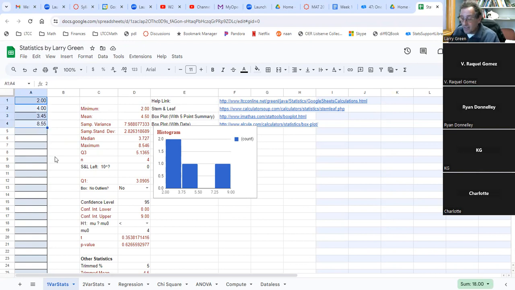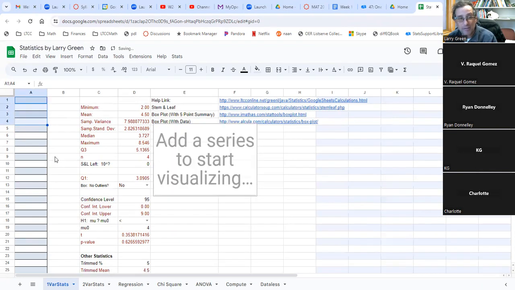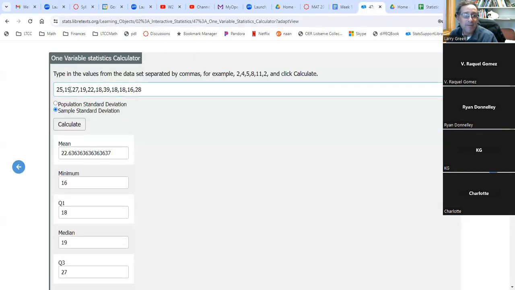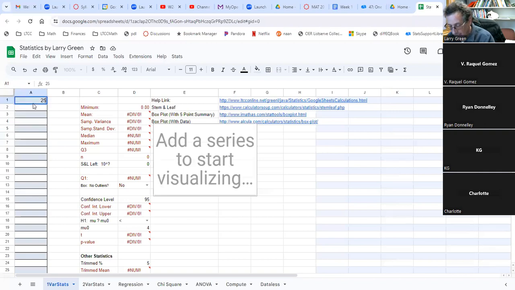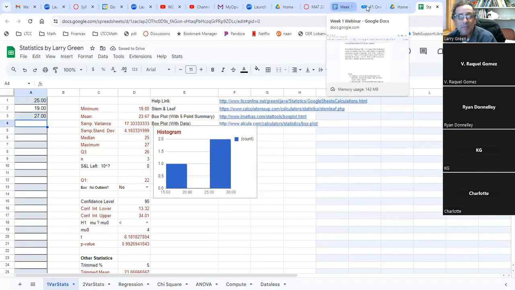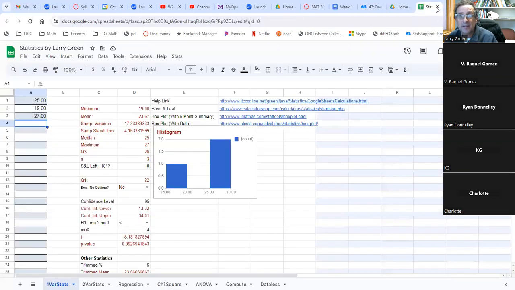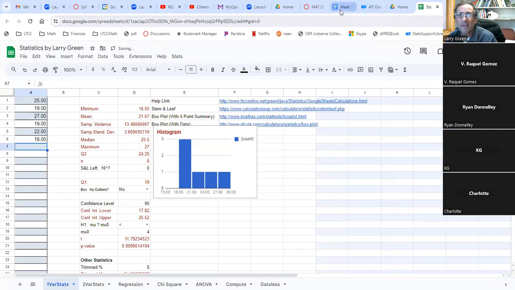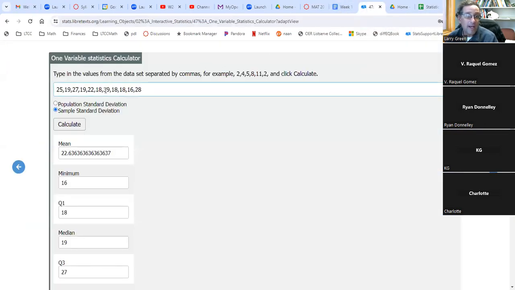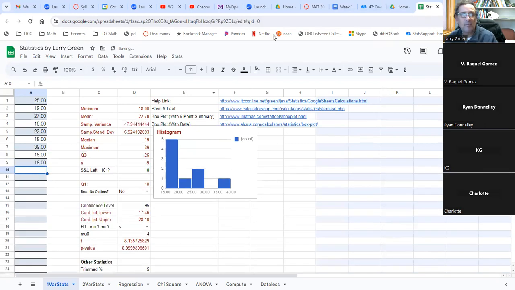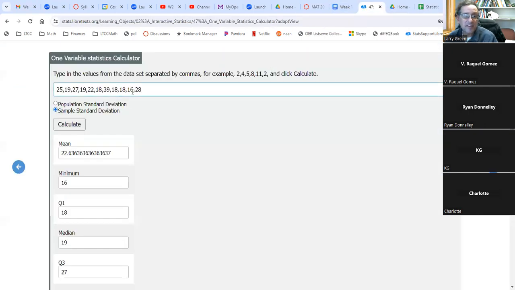The first thing you need to do is you need to highlight all the stuff in column A and hit the backspace. And that just basically erases them. Then what I want to do is I want to get our data back. Let's do the data we just did. So 25, enter, 19, enter, 27, enter. And then let's do more. 19, 22, 18. And let's do the rest of them. 39, 18, 18. And then 16, 28.